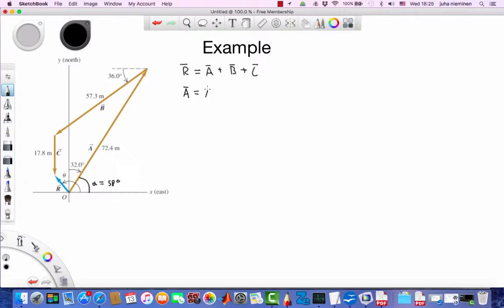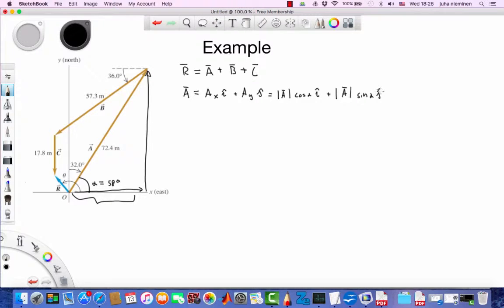Written in this way, it's ax times i hat, the unit vector in the x direction, plus ay times the unit vector in the y direction. The x component of the A vector is the magnitude of A times cosine alpha, and then the component in the y direction is the magnitude, or the length of the vector, times sine alpha j.